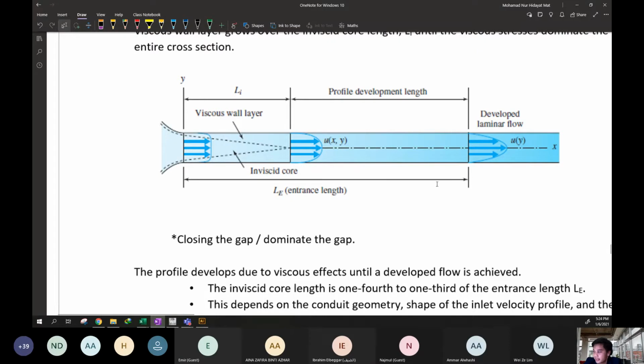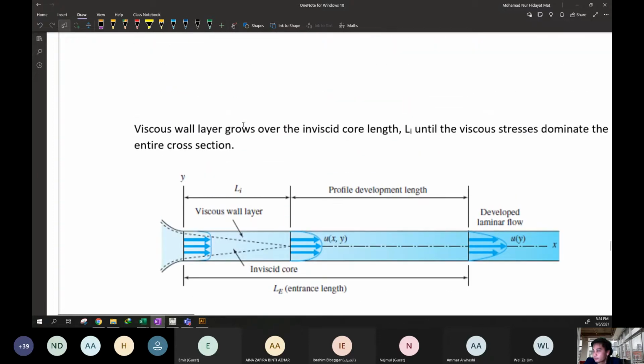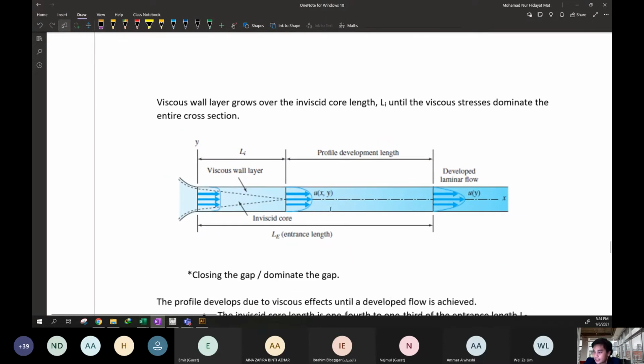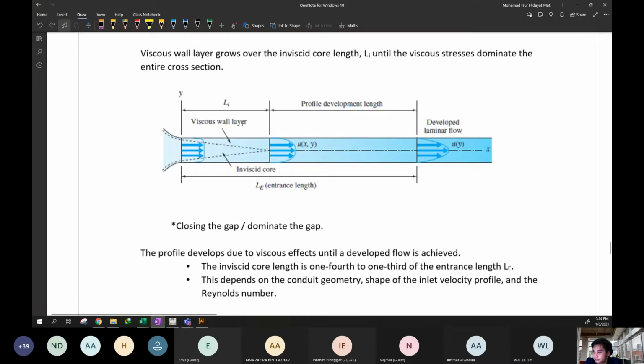Inside the entrance length, in this section, we have what we call the inviscid core length, Li. After this, the rest is the profile development length. Inside here we have the viscous wall layer. That means the viscous effect is dominant in this region. For the inviscid core, the viscous effect is not significant. You can see here they separate, like this.